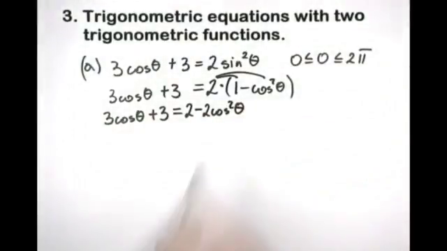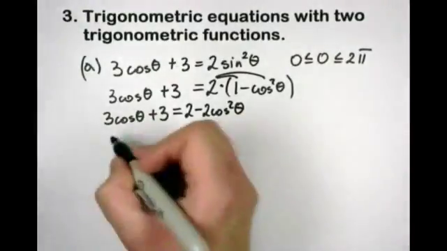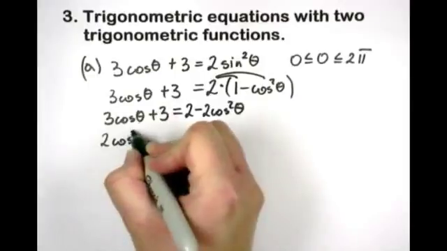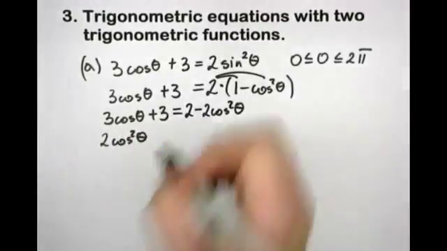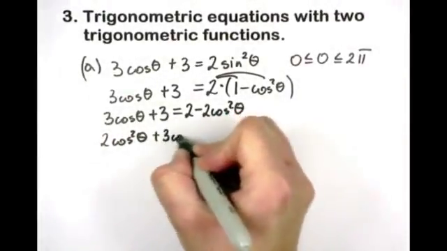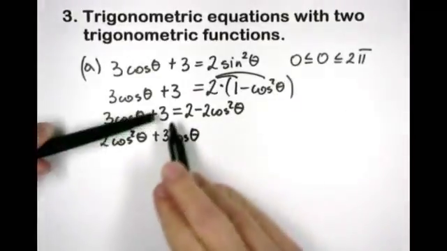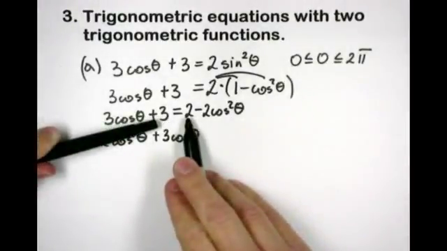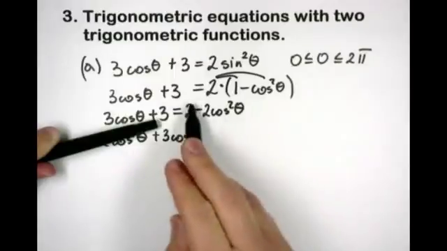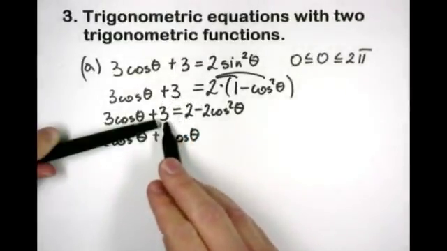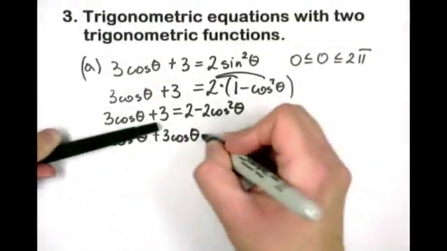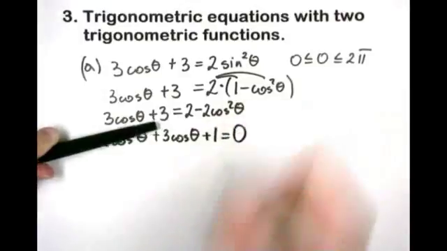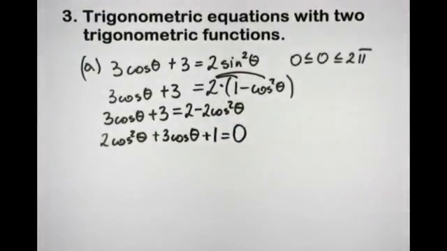Bring everything over. So this cos goes on the other side, so it's gonna be 2 cos square theta. Now I have plus 3 cos theta. Then I have plus 3 and minus 2, because this 2 I will bring it over. Plus 3 minus 2 gives me plus 1 is equal to 0. So now we need to factor this one.